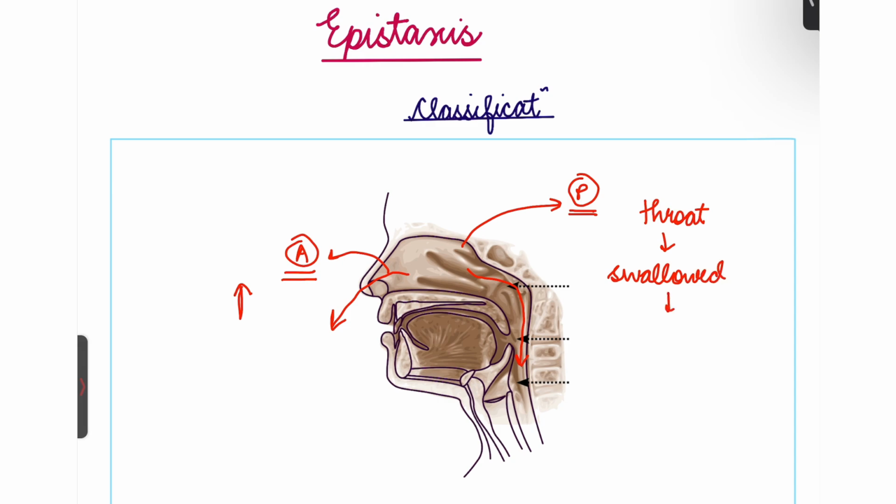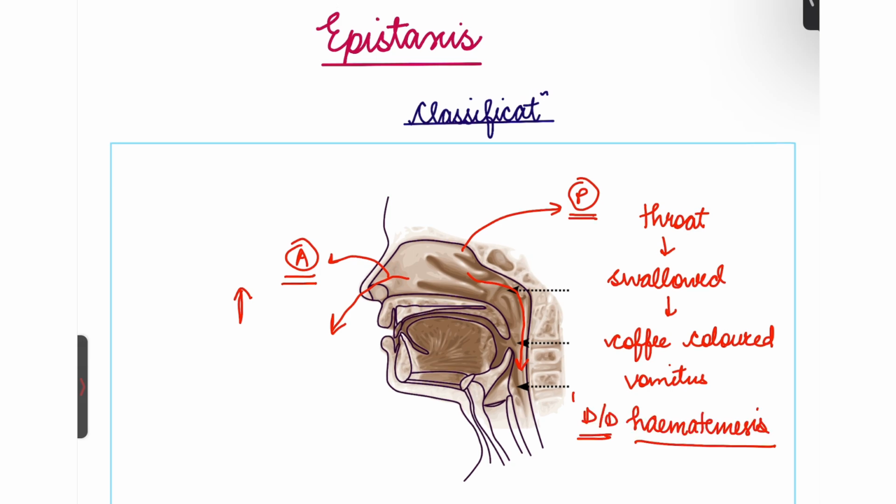After swallowing, later it may present as coffee-colored vomitus. And we see coffee-colored vomitus in hematemesis. Therefore, this becomes a differential. Then let's look at the table.